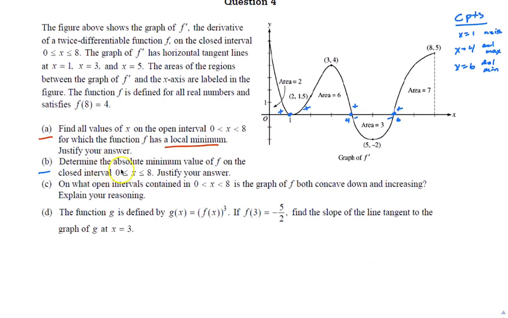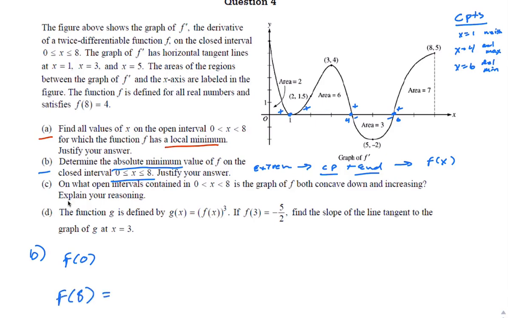B says determine the absolute minimum value of f on the closed interval 0 to 8, and justify your answer. So we're doing absolute min. Remember, that's an extreme value, and the way we find it never changes: it's always critical points plus endpoints, and then plug them into the original function, our f of x. So for B, we check our critical points and our endpoints. My endpoints, 0 and 8, they gave to us. I have to figure out what f of 0 is, and f of 8.